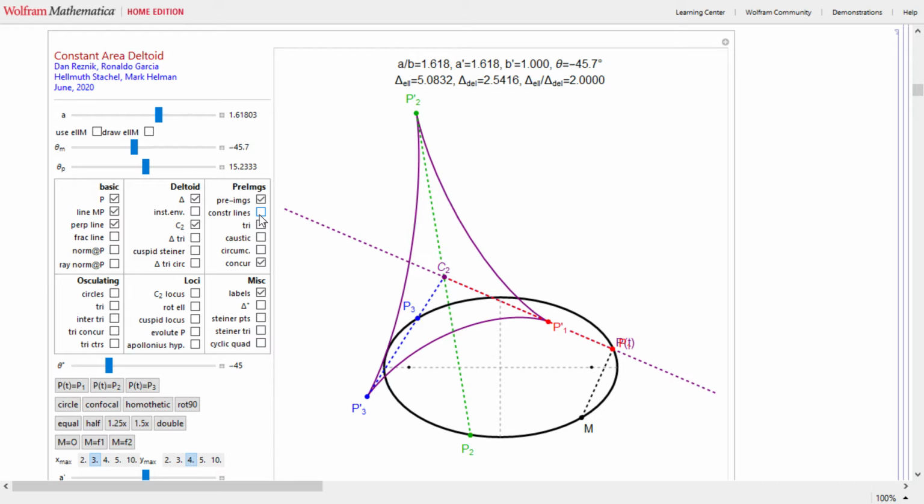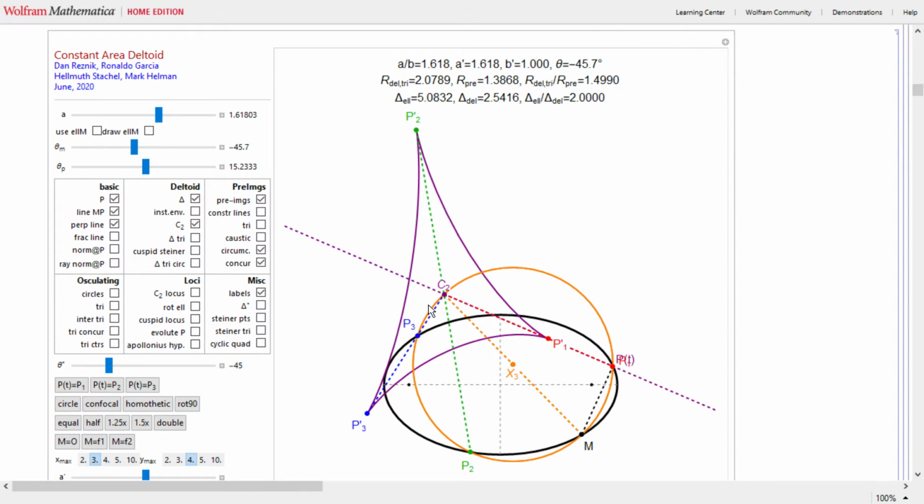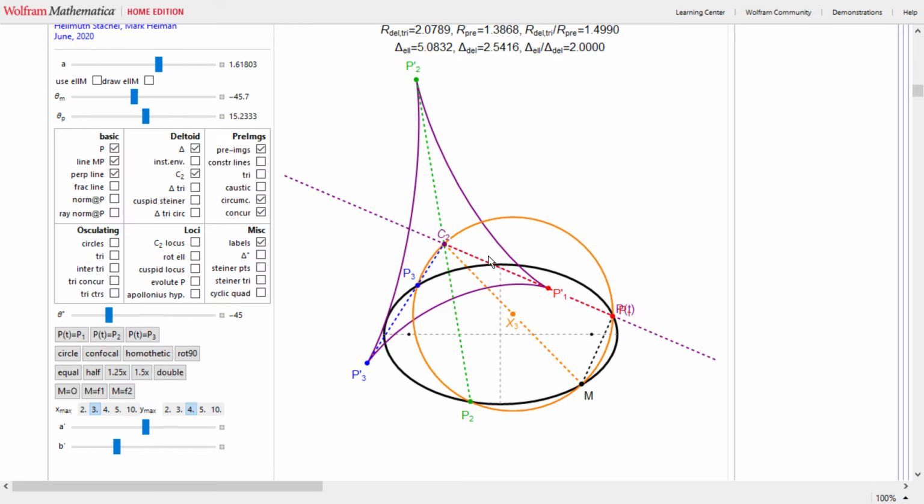The preimage circle, where would that be? Would that be it? No, that's not it. That's it. So if I draw a circle that passes through the three preimages, you find that this circle also contains M, and the center of mass is C2. So this is all pretty neat, and I described some of these properties in another video. So these points are concyclic.